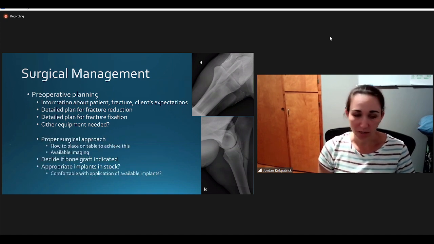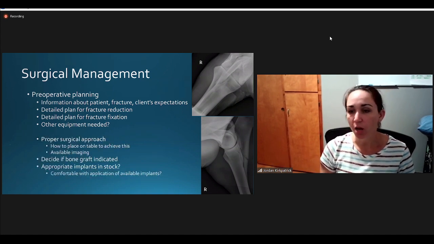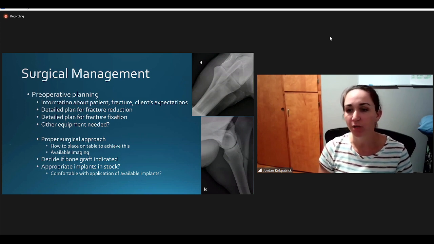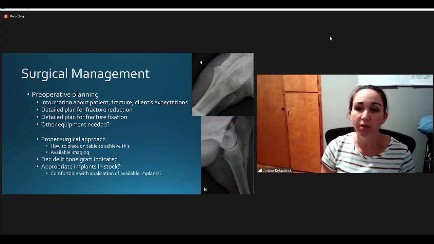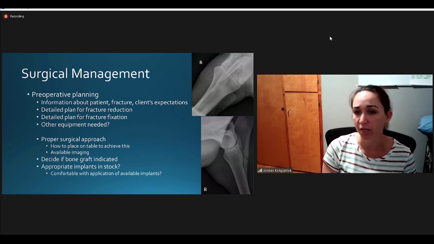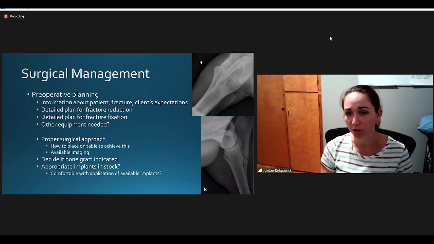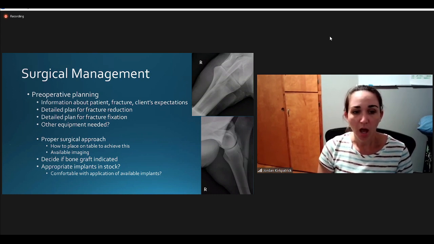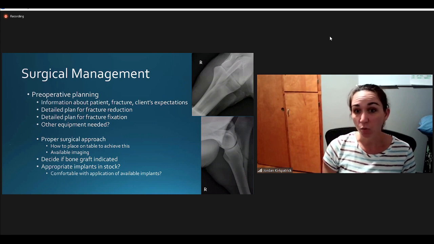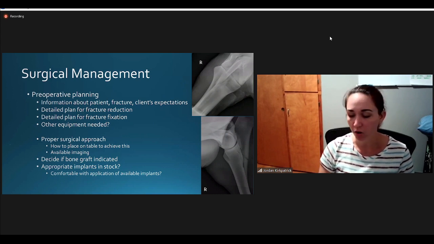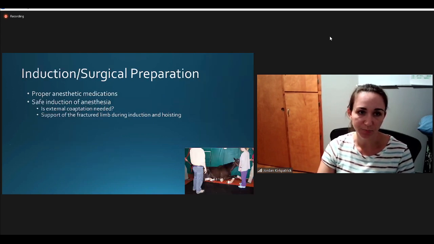And make sure you know the surgical approach. If you are going to need a bone graft, make sure that you have that planned. If you have a second surgery team, they can be getting the bone graft for you while you're doing some of the repair and things like that. Sometimes you have to order implants that are needed. So all of this preparation.